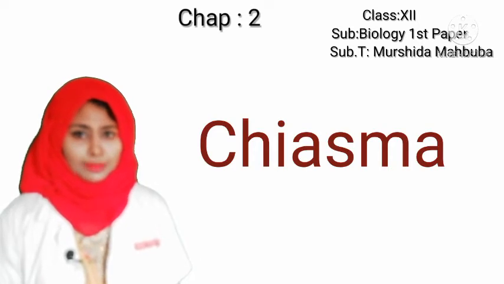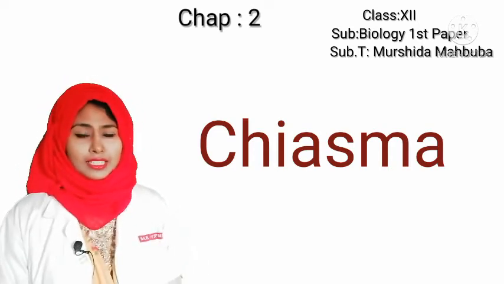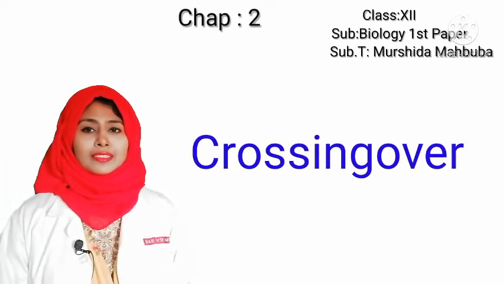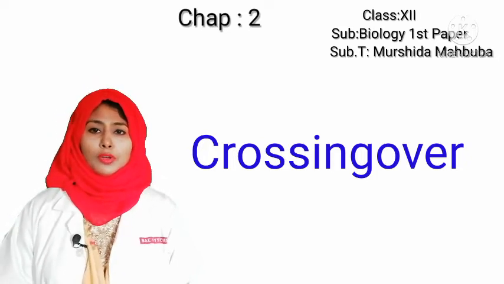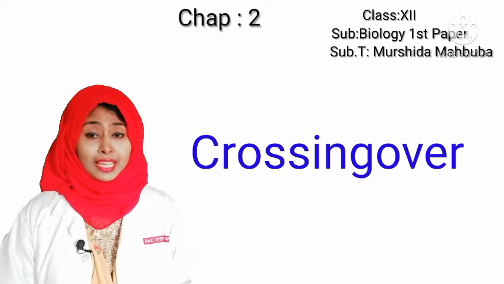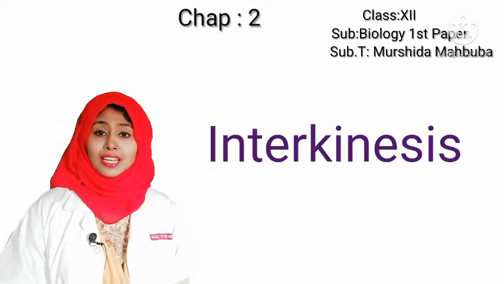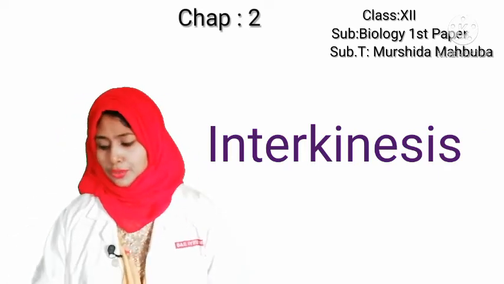What is chiasma? An X-shaped structure is known as chiasma. What is crossing over? Exchange of parts takes place between the non-sister chromatids of a homologous pair during the Pachytene stage, which is known as crossing over. And what is interkinesis? The resting stage in between meiosis 1 and meiosis 2.